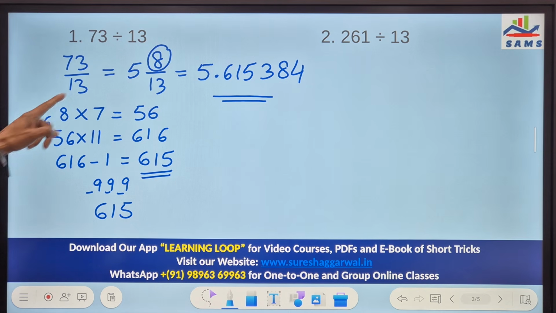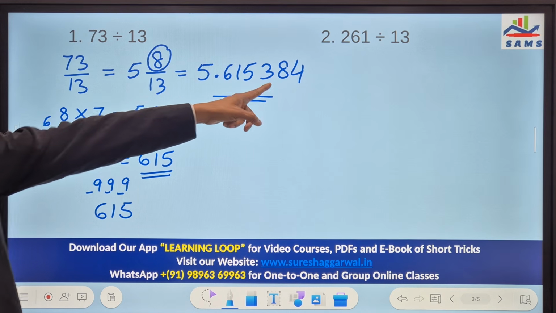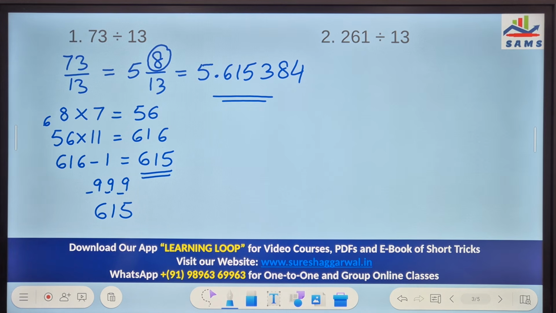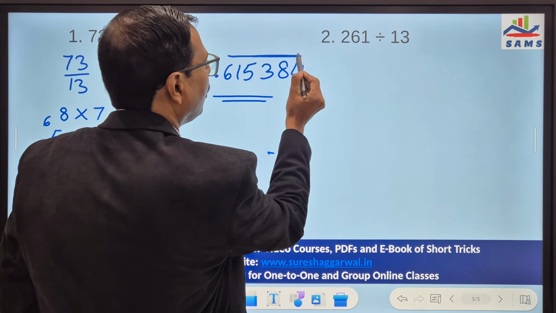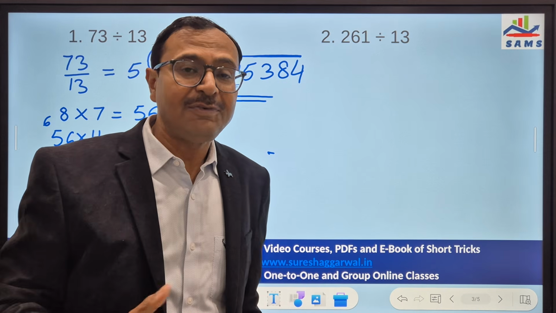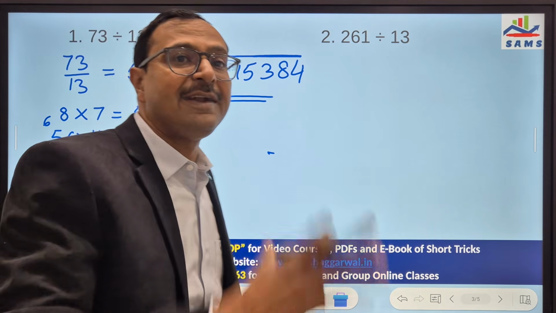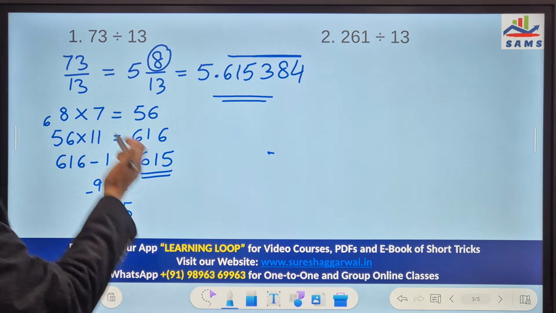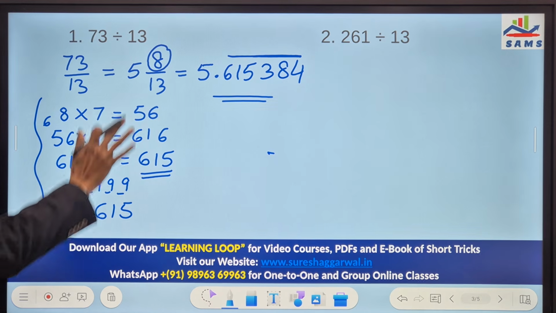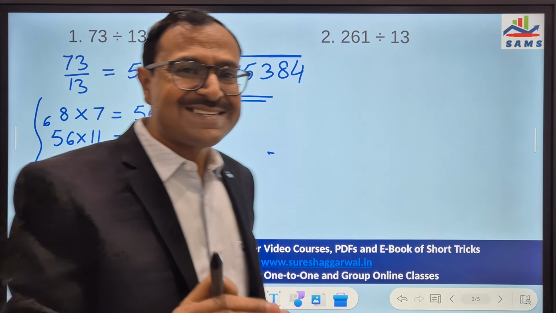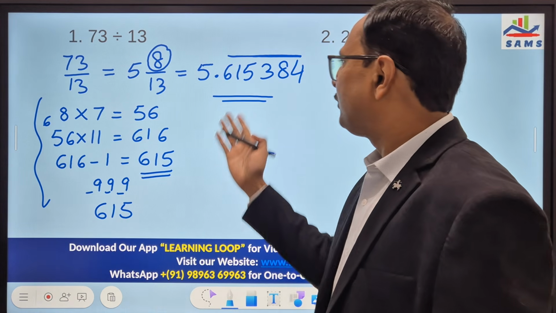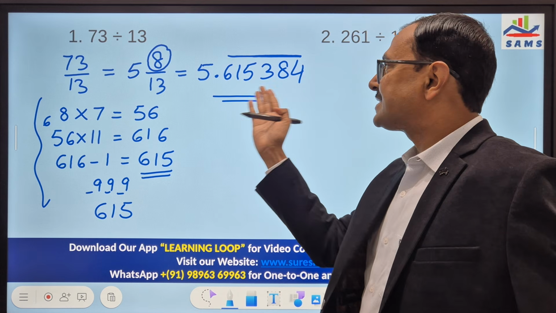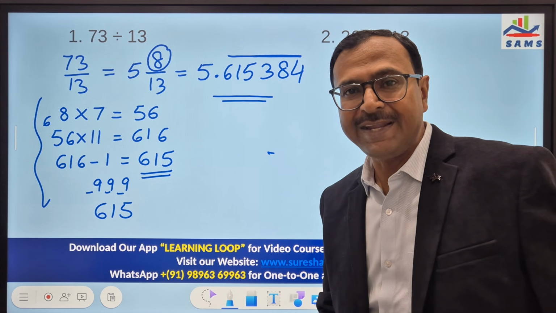You can check using the traditional approach. Is the answer 6, 1, 5, 3, 8, 4 after the decimal? And fortunately, these 6 digits are going to repeat over and over again, giving you a non-terminating recurring decimal. I must say that these steps are a little bit on the rigid side. You need to remember the steps, but yes, doesn't it work wonderfully well? You are getting all 6 digits after the decimal which are repeating.